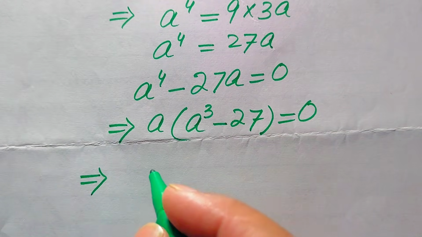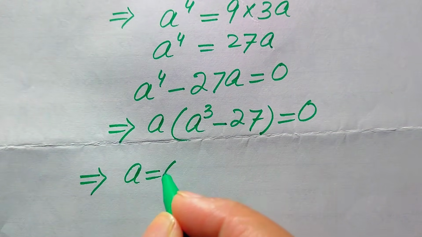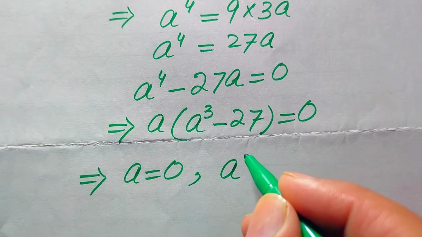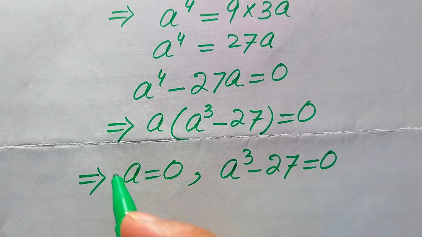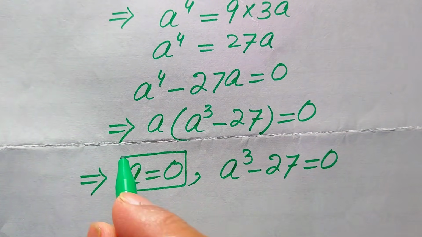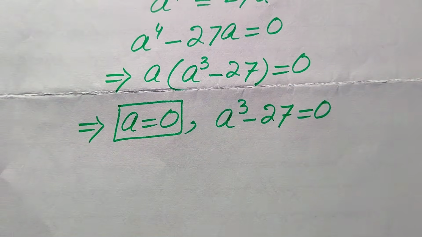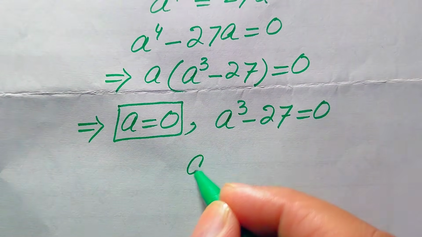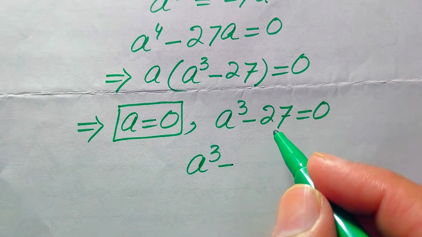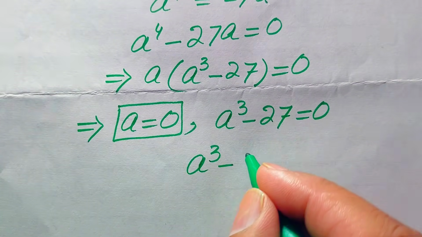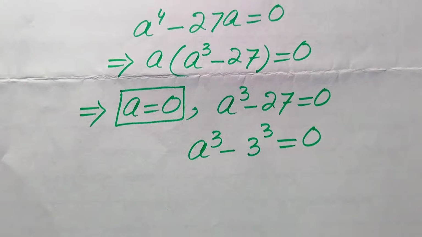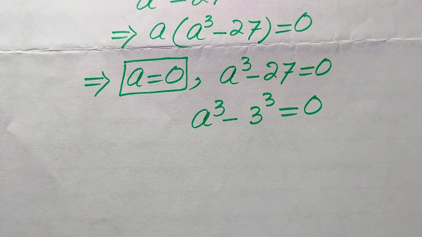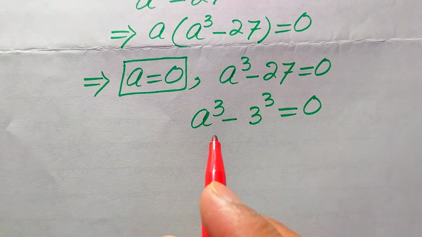And now we divide this equation into two cases. The first case is a is equal to 0, and the second case is a cubed minus 27 is equal to 0. This is the first root of the given equation, and from here you see that this is a cubic equation. So we have a cubed minus 27, and we write this 27 as 3 cubed, and this whole equation is equal to 0. And now in the next step, we use the nice cubic formula to solve this cubic equation.